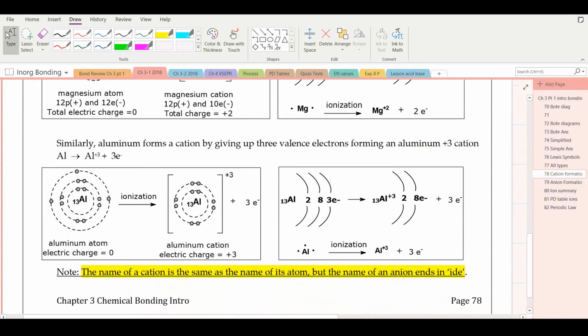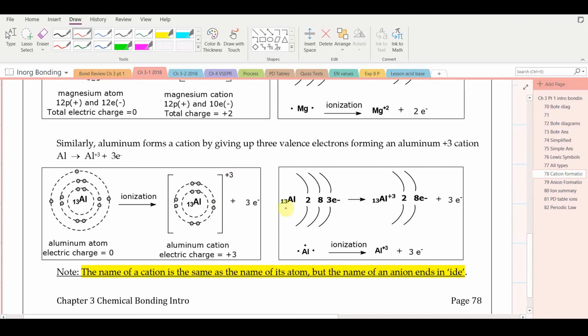And finally, with aluminum, it's in group 3A, so it wants to give up 3 valence electrons, forming an aluminum plus 3 cation, like this. And so here's the Bohr diagram. It has 13 electrons in total, 2 and 8 and 3, and then it loses 3, so it's lost its 3 outer dots. Here they are, and what's left is aluminum cation with a +3 charge.